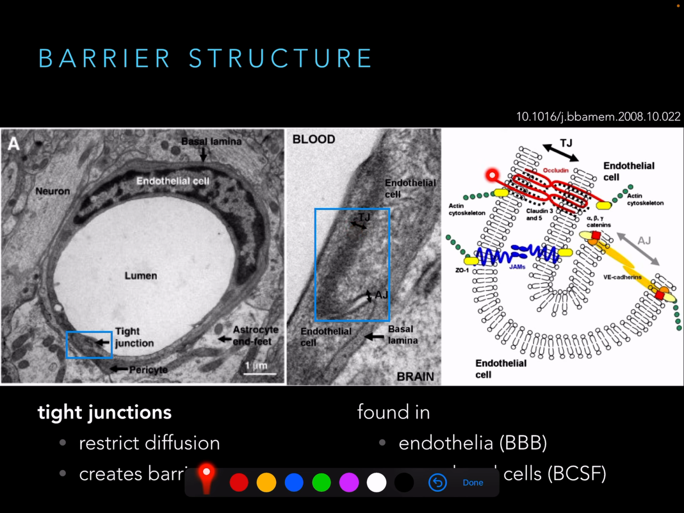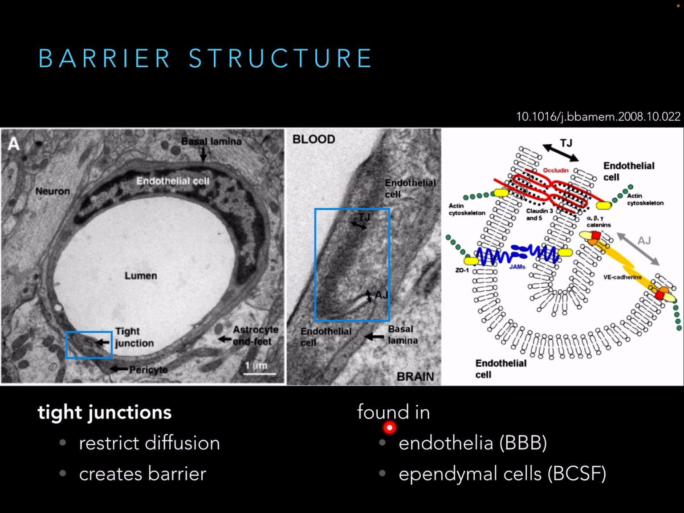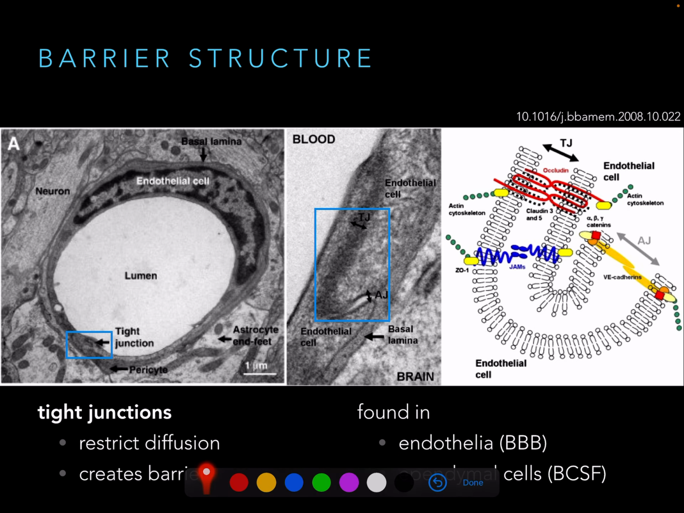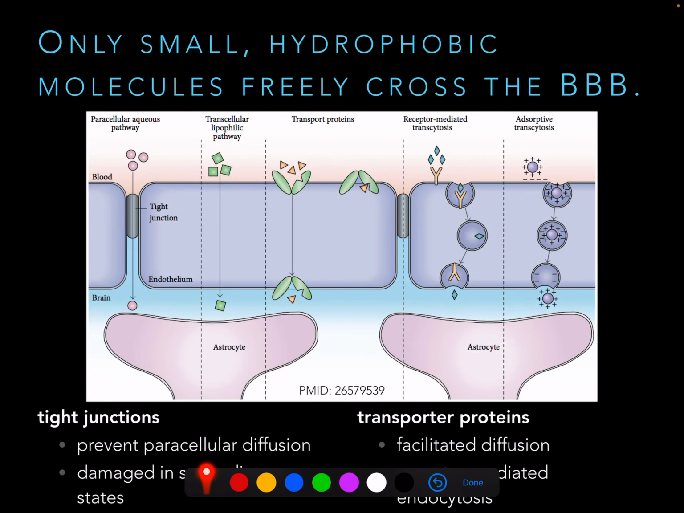This is just showing us some of the proteins involved in forming tight junctions versus the adherens junctions. We don't need to worry about that level of detail. What we need to appreciate is that the barrier is created by tight junctions that restrict diffusion. And we find them either in the vascular endothelia, that's our typical blood-brain barrier, or in the ependymal cells, the blood CSF barrier. So if we're going to get into the brain, we have to be able to cross the blood-brain barrier.